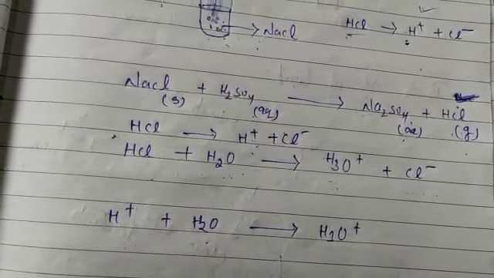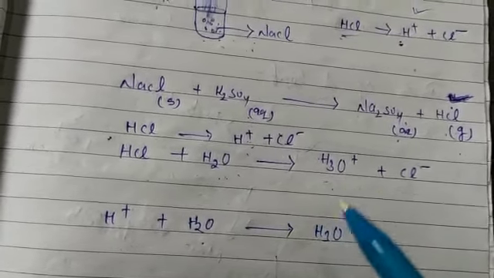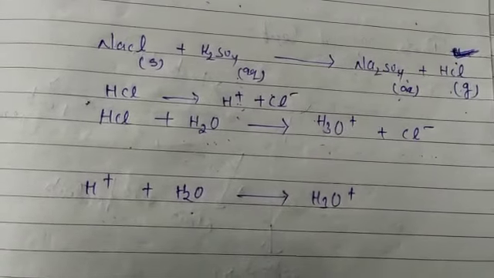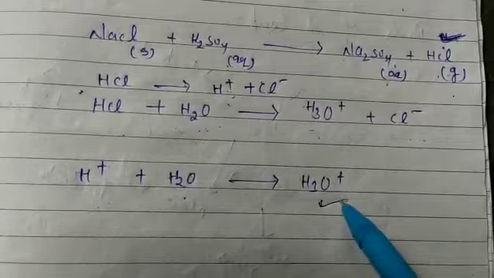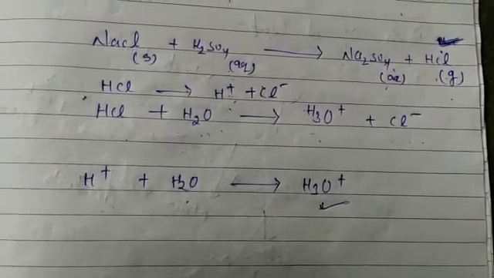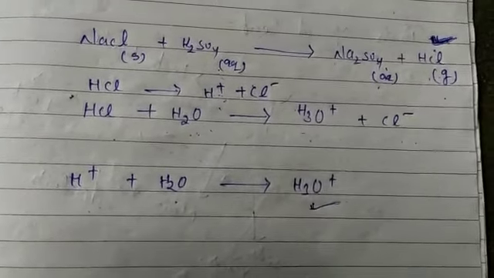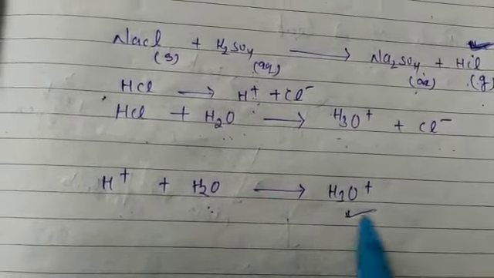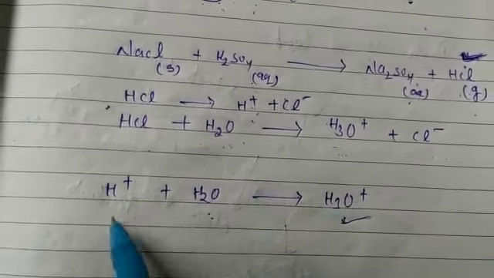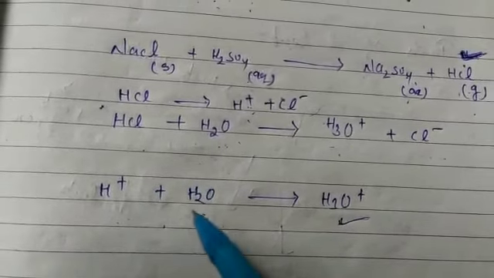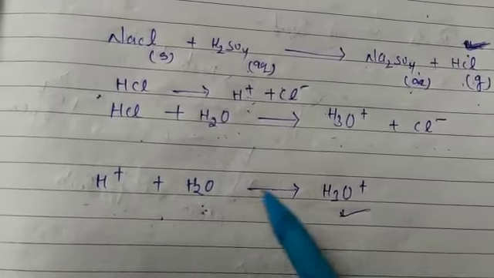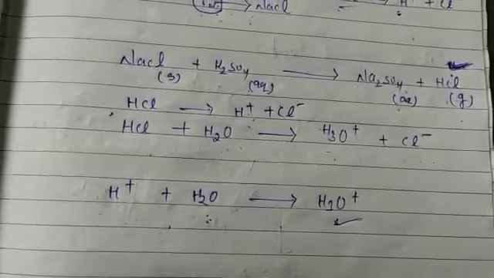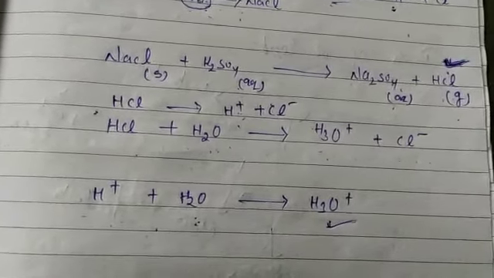All the acids give H plus, the hydrogen ion, and all the acids give hydronium ion, because in all acids hydrogen ion is produced, which in turn reacts with water to give hydronium ion, since H plus ion cannot stay alone. So it combines with water to give hydronium ion. So all acids give hydronium ion in water.